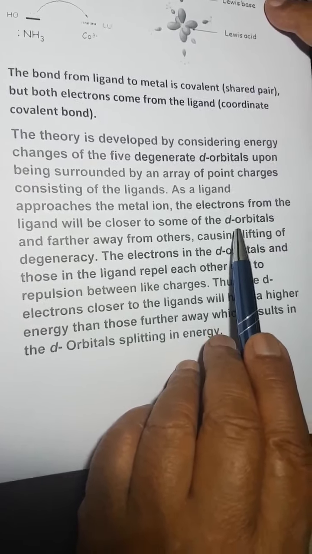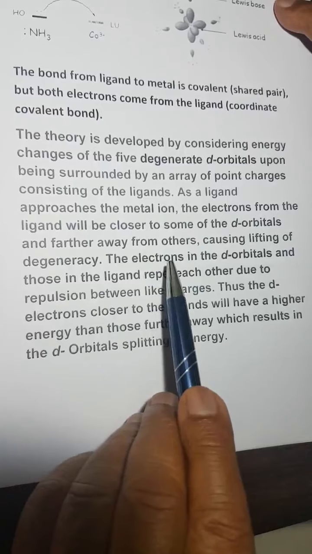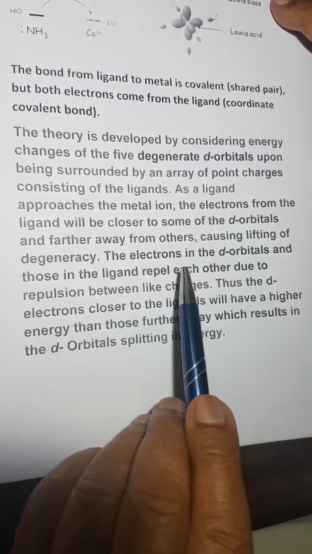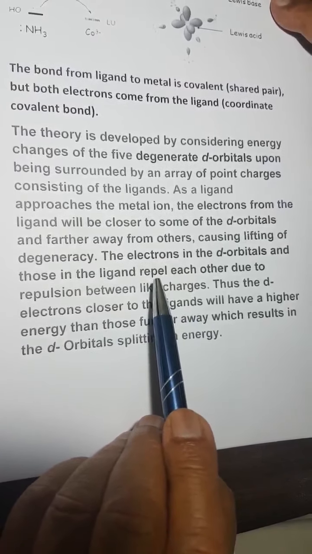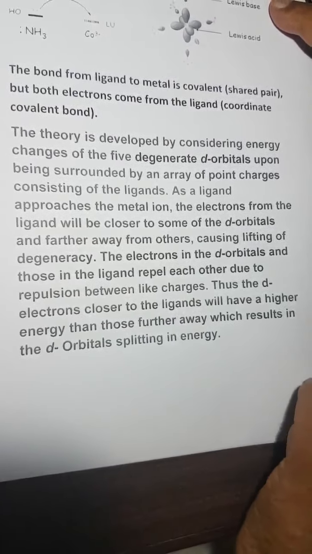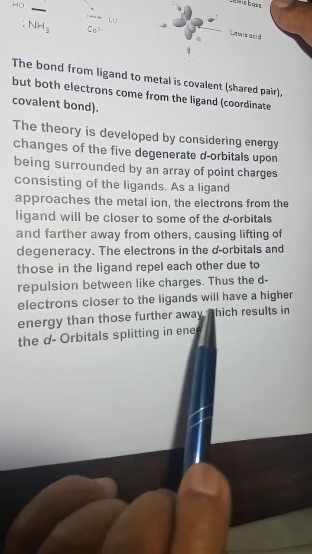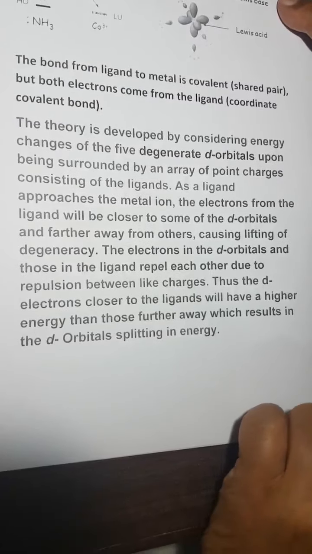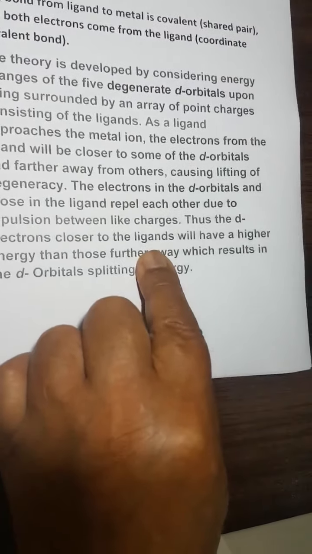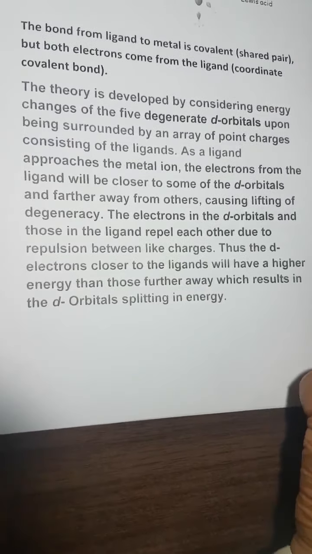And there are certain orbitals which are further away from the others. So those are dxy, dyz, and dxz. The electrons in the d orbitals and those in the ligand repel each other due to repulsions between like charges. Thus, the d orbitals closer to the ligand are axial.